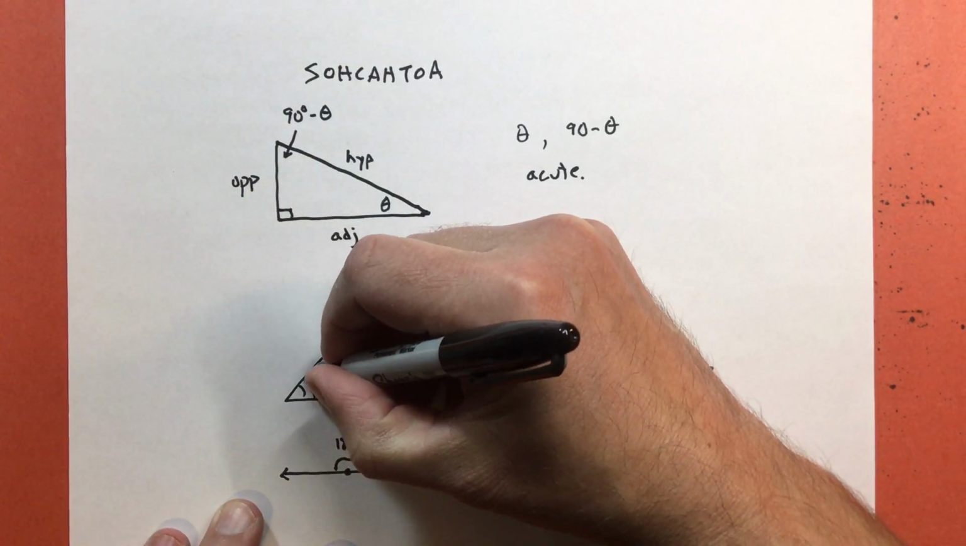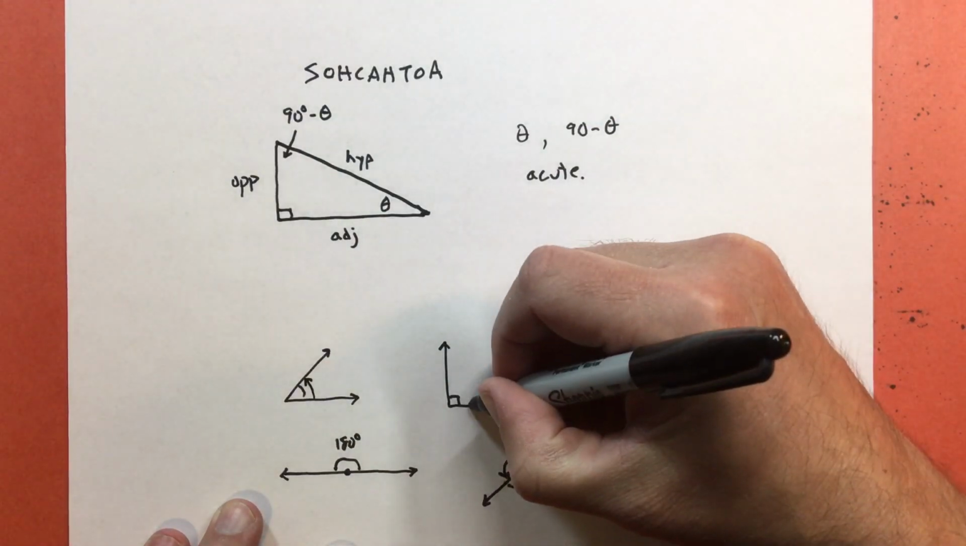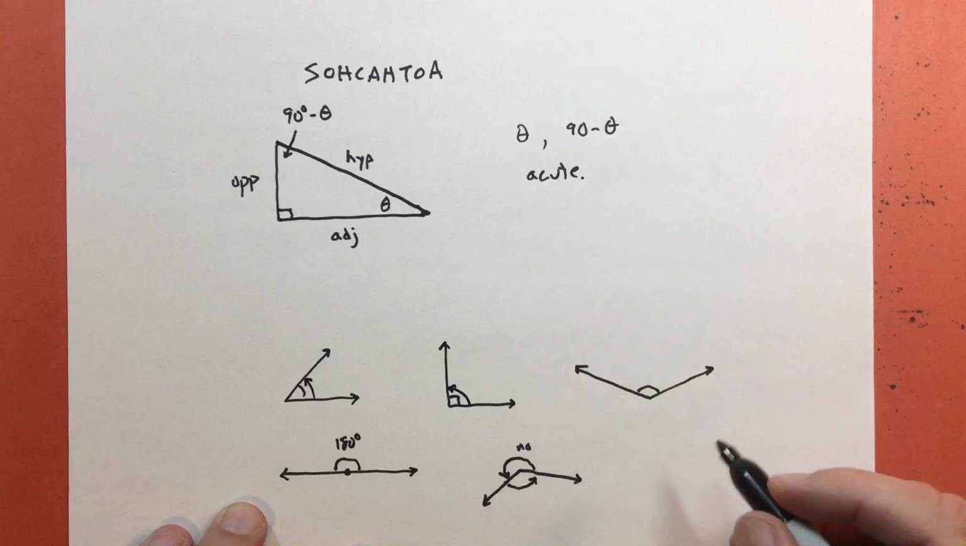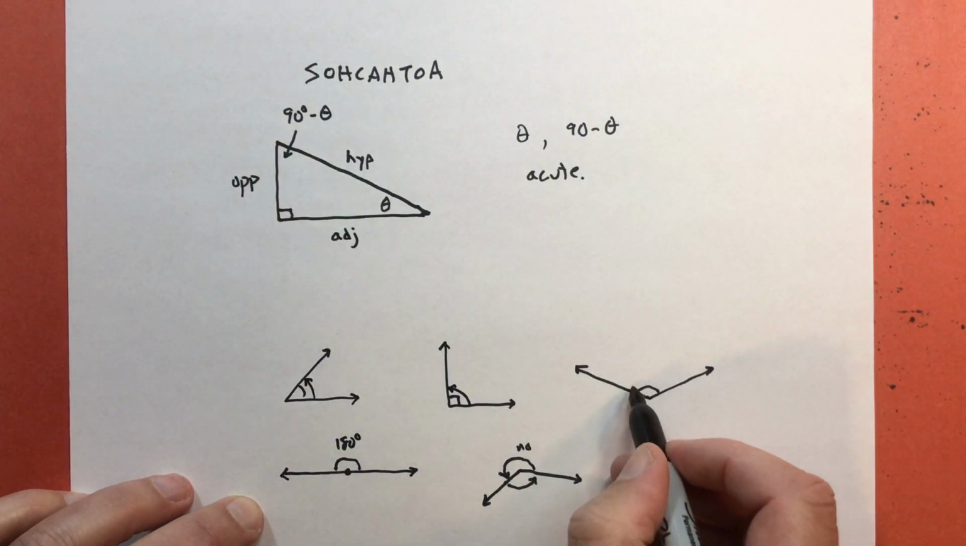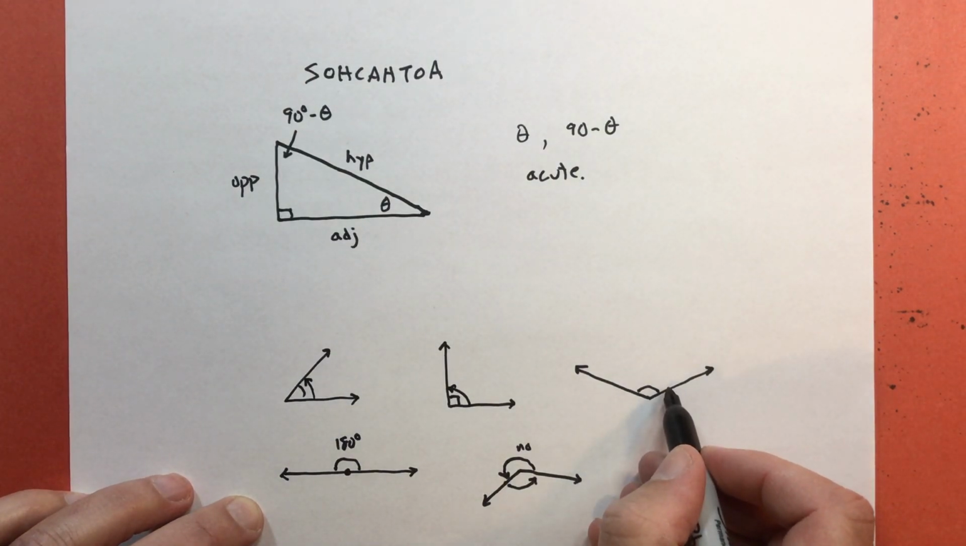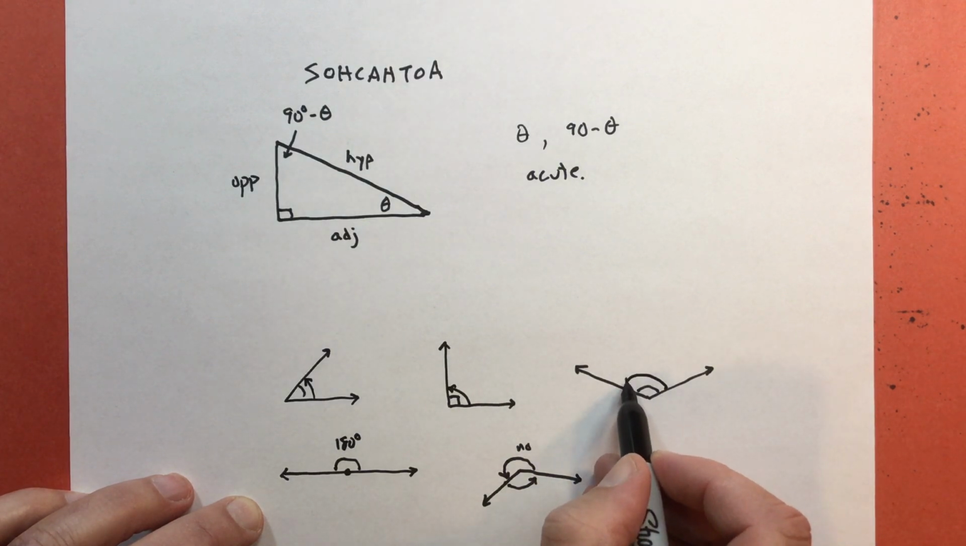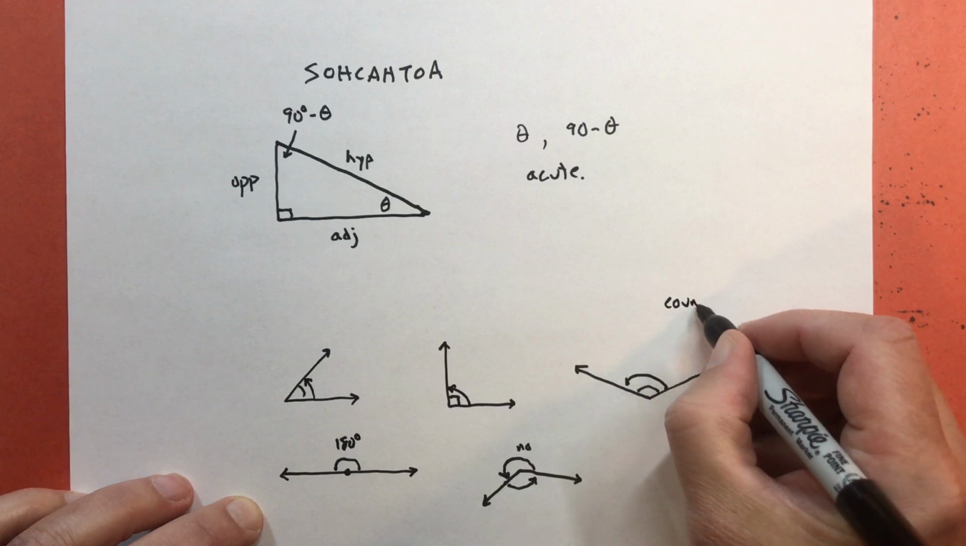I'm going to start here and I'm going to go there. I'm going to start here and I'm going to go there. I put the arrow to show which direction that I'm going. You can actually go the other way, that doesn't matter, but for consistency's sake, we're always going to go counterclockwise.